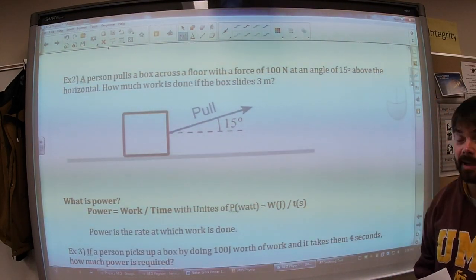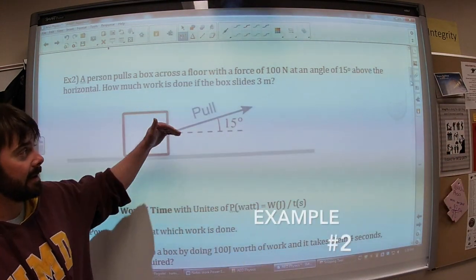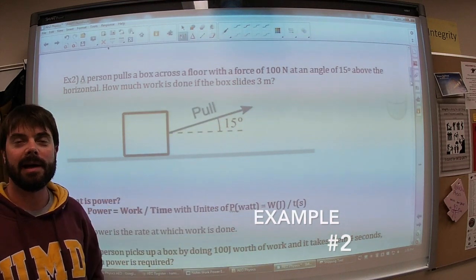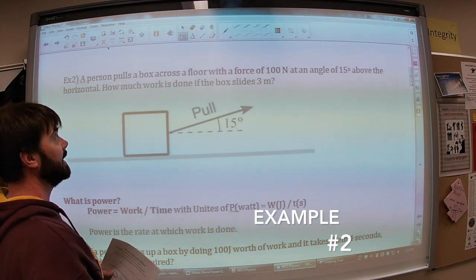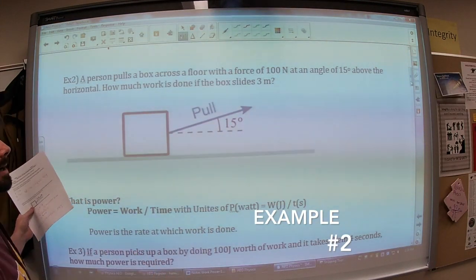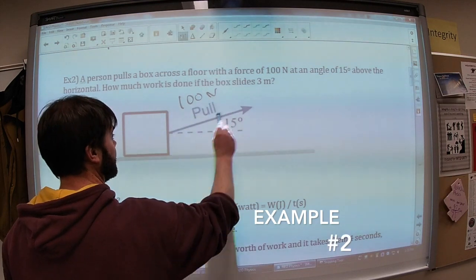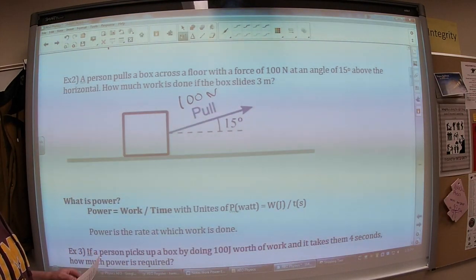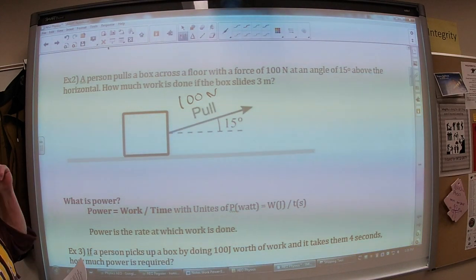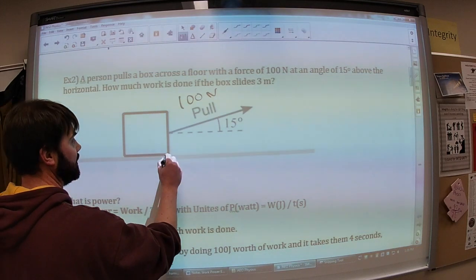Example number 2 is a very similar example, except now the force is applied in a direction that's not the same as the direction of motion. They say a person is pulling this box across the floor, applying 100 newtons of force along, let's say, a rope or a chain or a handle, at an angle of 15 degrees above the horizontal. How much work is done if the box slides 3 meters?